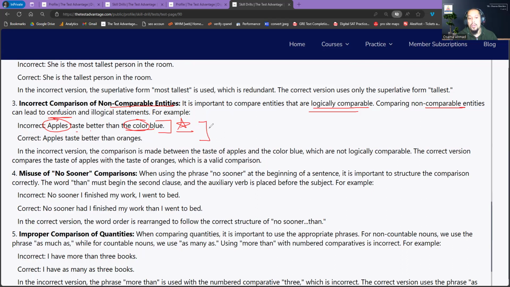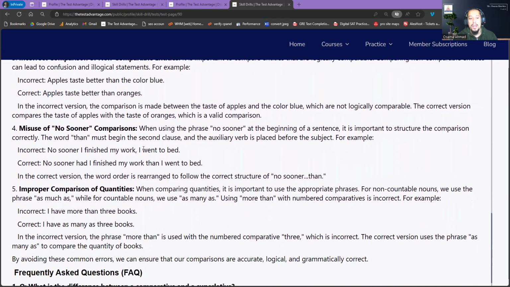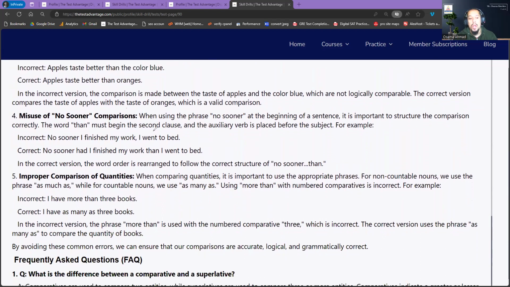Now, one little shortcut you can find: when I want to compare one thing with another thing, I look for the phrase "that of" or "those of". Usually, this fixes the issue most of the time, right? The misuse of "no sooner" when dealing with comparisons.